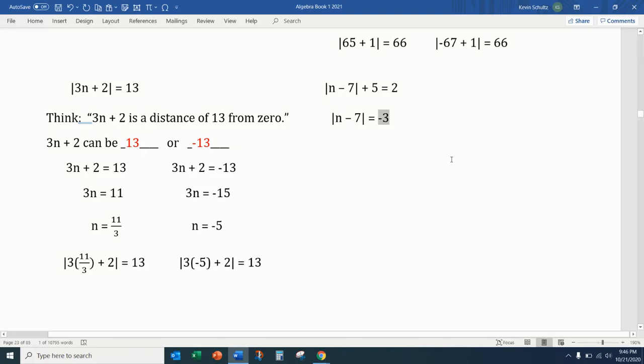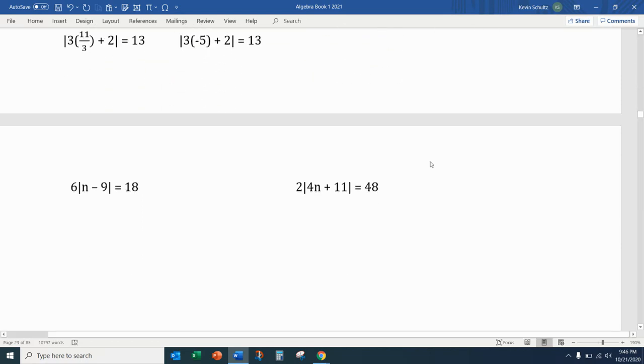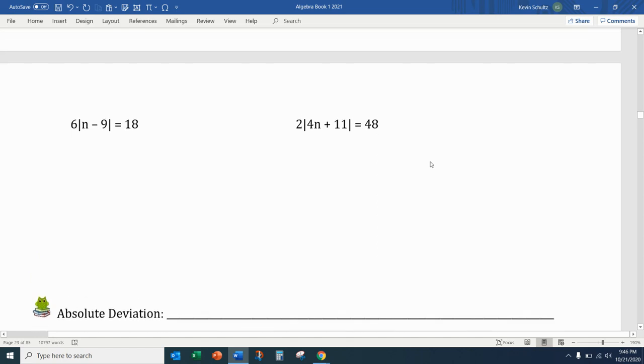We first ran into no solution type equations in PO10. This would be another example of a no solution type of equation. There is no value for n that is going to give us a distance of negative 3 from 0, because a distance cannot be negative. Okay? So far, so good? I'll assume this all makes sense to you. I can't really tell anyway, so we'll move on to the next two examples here.